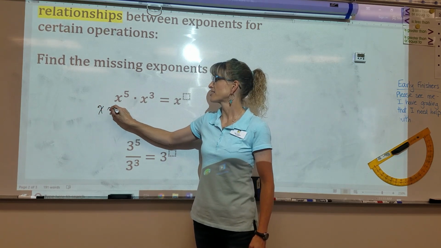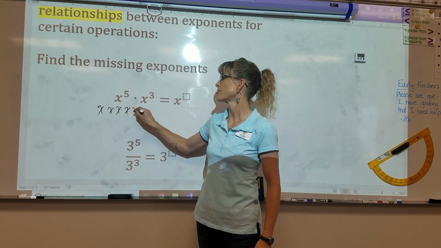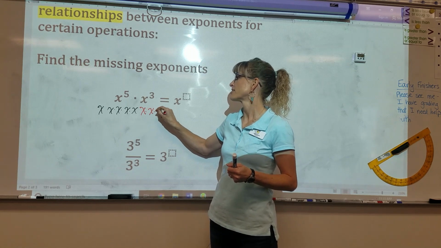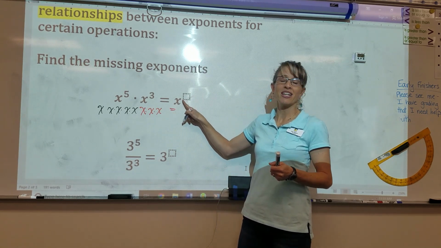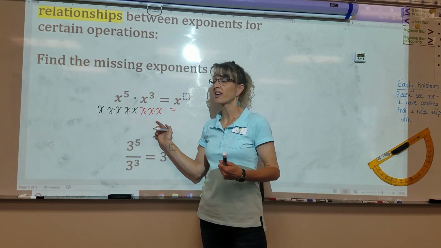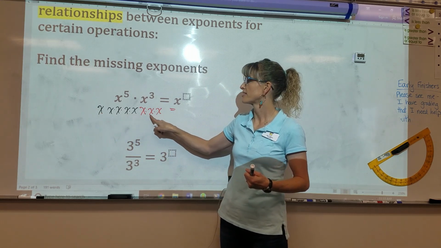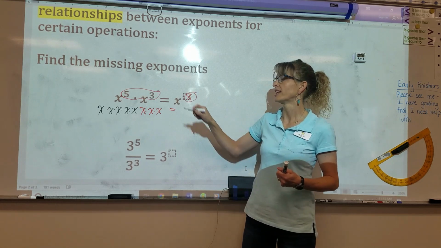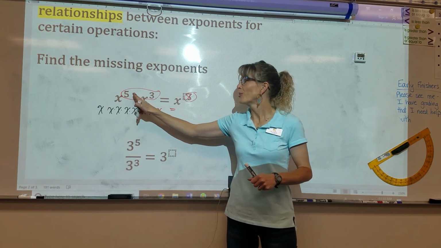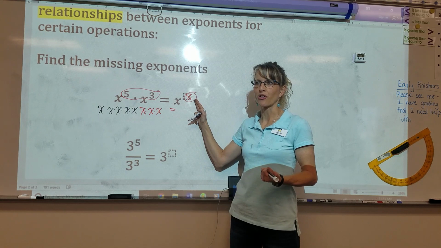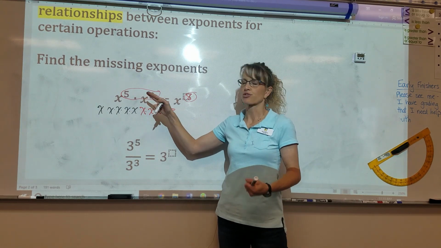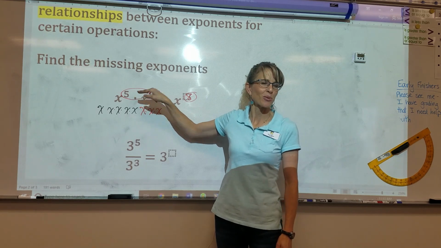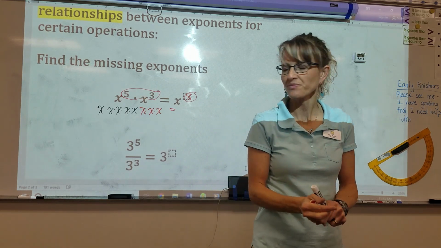X to the 5th means x times x times x times x times x. X cubed means x times x times x. So if we were to figure out how many x's that is, we would just count the total number of x's. There's 5 here, 6, 7, 8. So a total of 8. Do you see the relationship here and here? So we would add the exponents to get our total exponent number. So 5 plus 3. If you multiply and the bases are the same, add the exponents. What do we do to the exponents? Get ready? Add them.